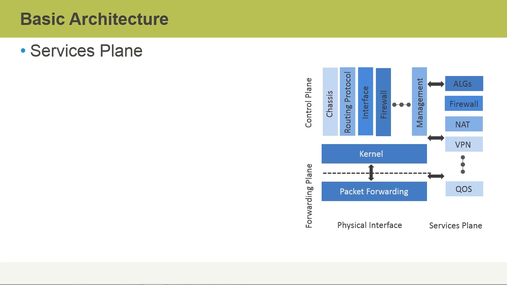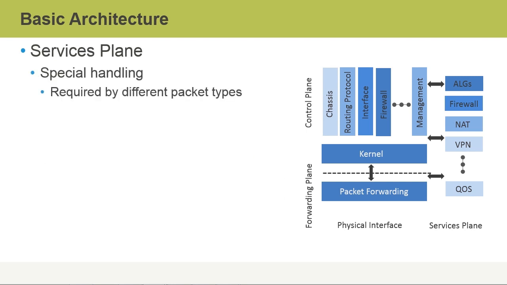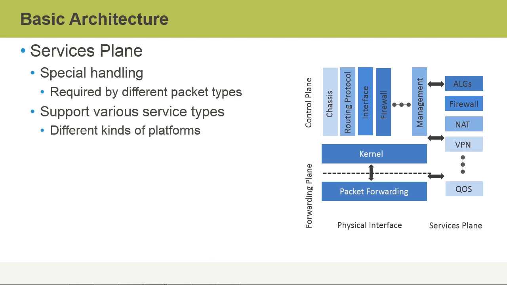Now, the services plane. There are many different packet types that require special handling, for example, network address translation, firewall, security policies, and so on. This is performed on the services plane. Because Junos separates the processing of services from the other operating system functions, it is capable of supporting quite an array of different service types across different platforms.